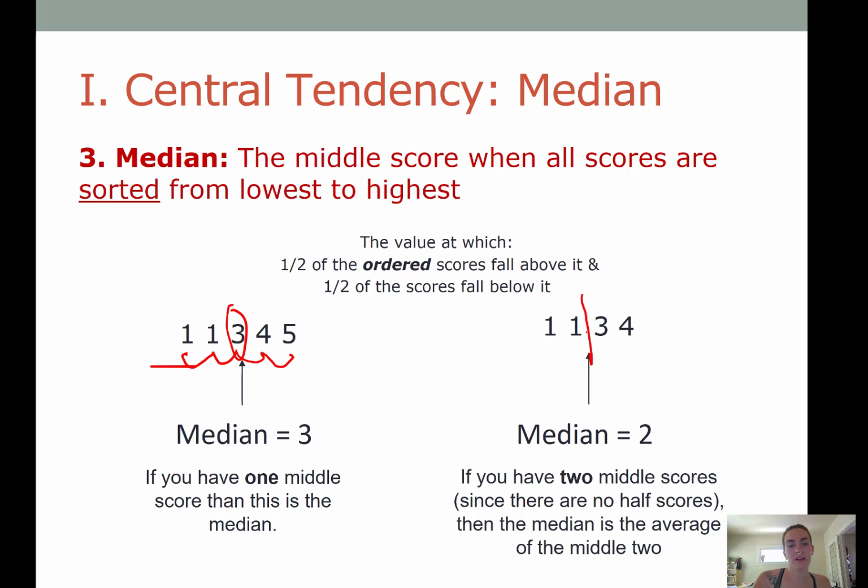So I hope that's clear. If you have an odd number of scores or one clear middle point, then that's your median. If you have an even number of scores, then the middle of your list will be between 2 different scores. And what you have to then do is take the average of those 2 scores on either side of the middle to get your median.